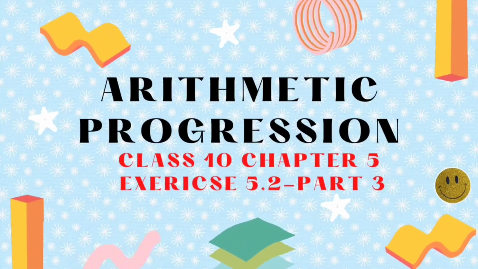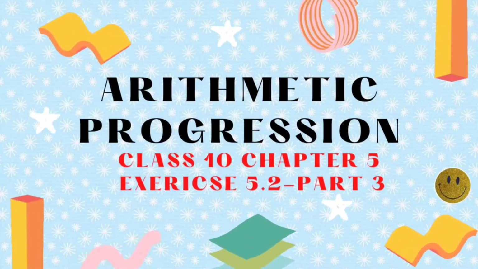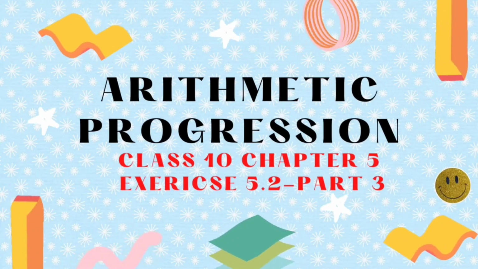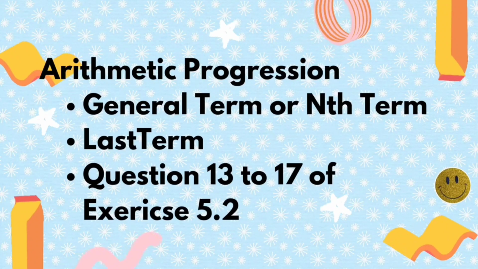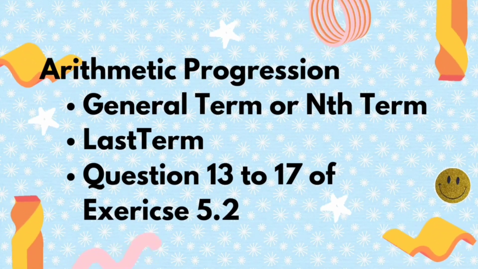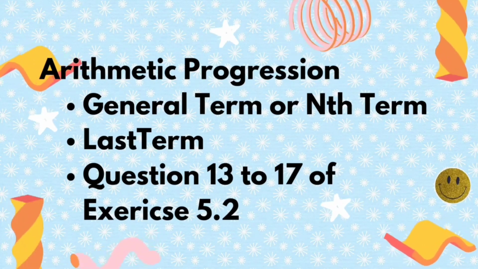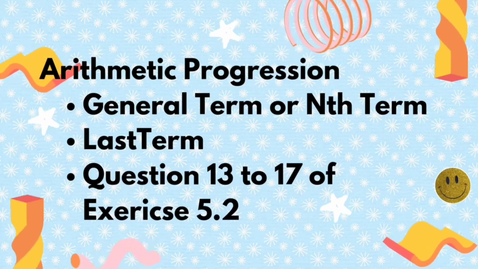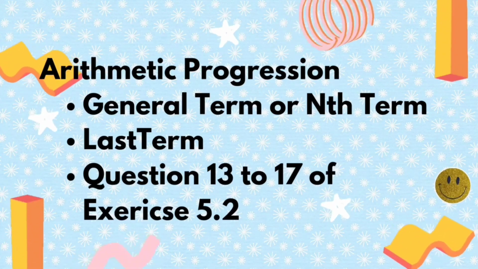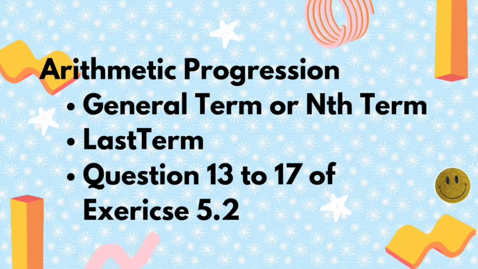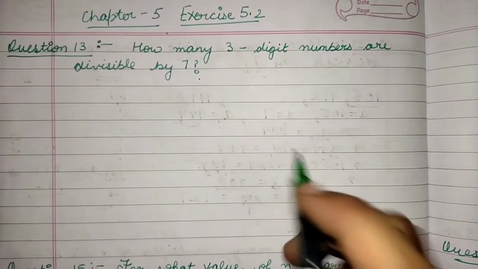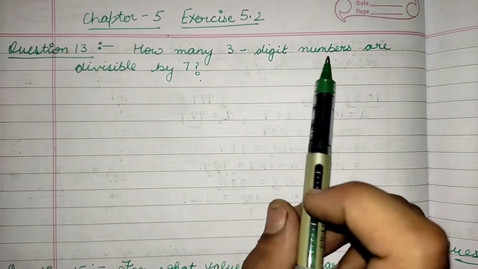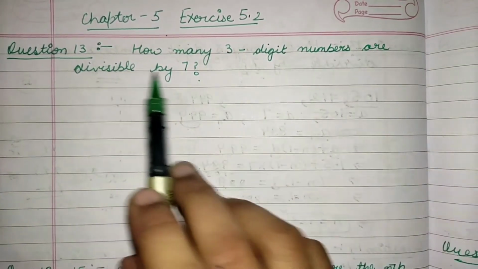In the third part of this video of exercise 5.2 of chapter number 5 of class 10th, we will understand how to find out the nth term of any given AP, also how to find out the last term of the AP, and we will solve question number 13 to 17 in this video of exercise 5.2. Question says, how many 3-digit numbers are divisible by 7?